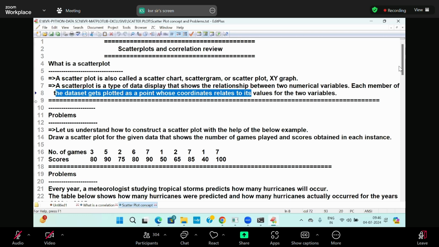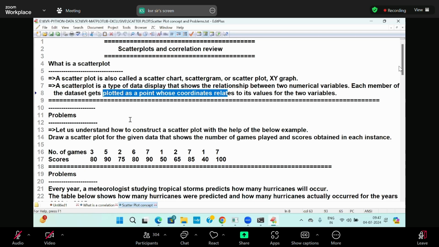Two variables means what? Speed of the vehicle and fuel consumption, that is, speed versus fuel consumption. Are you following? Amount invested and land rate increases. There are two variables, and we are going to plot the coordinates at the intersection area for the data set.